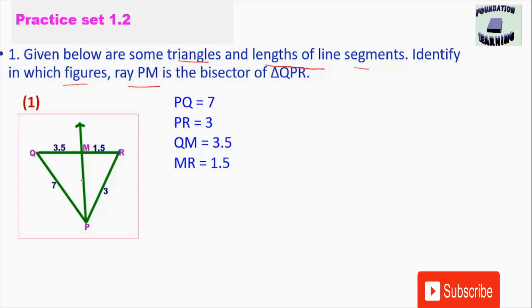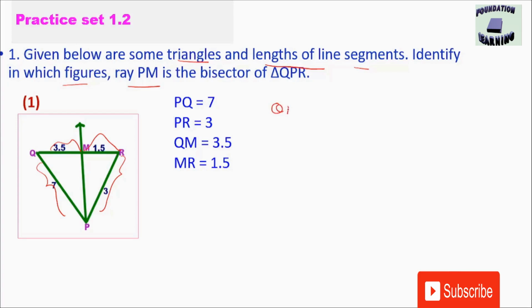In order to prove the PM to be a bisector, we have to use the angle bisector theorem. Now, what does angle bisector theorem say? That when a line bisects a side, then the sides are in proportion. These two sides. That is QM upon MR is equal to QP upon RP. So now the values are given. So we have to find what should be the ratio. We'll find the ratios first.